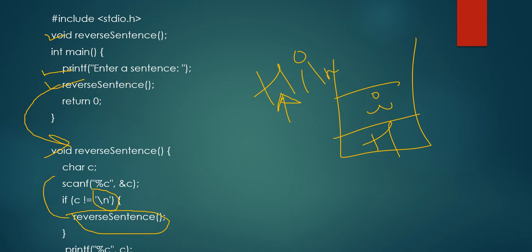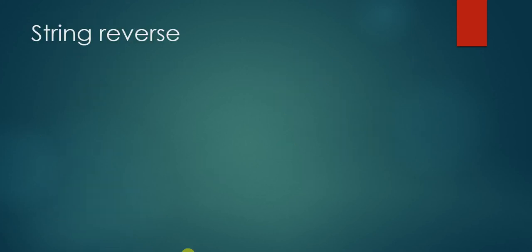After this, the user will enter \n, and then it will check whether it is \n. Yes, it is \n. So what happens? One by one all the characters are popped from the stack, and i will be displayed first and second will be h. Okay, let's move to the next program.